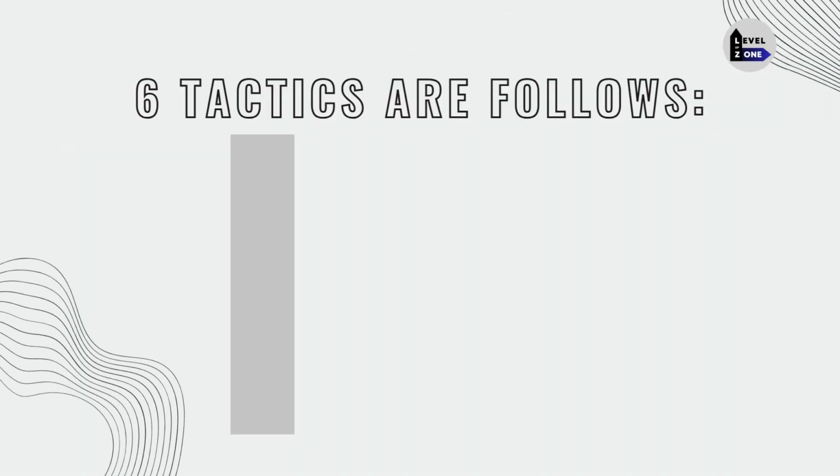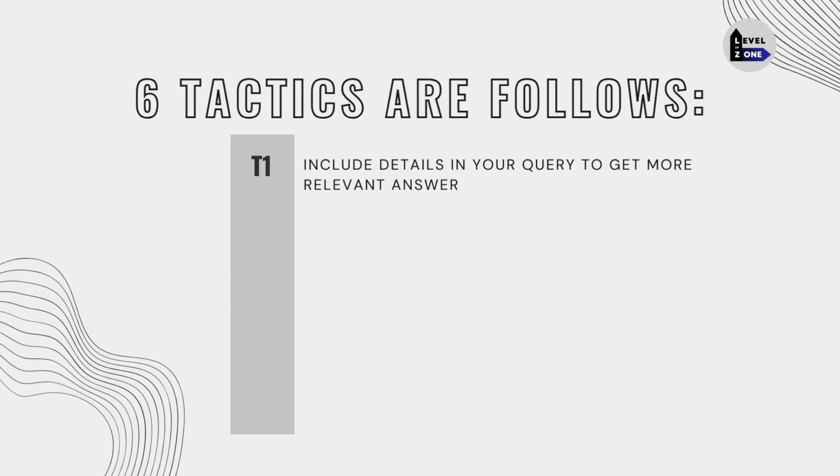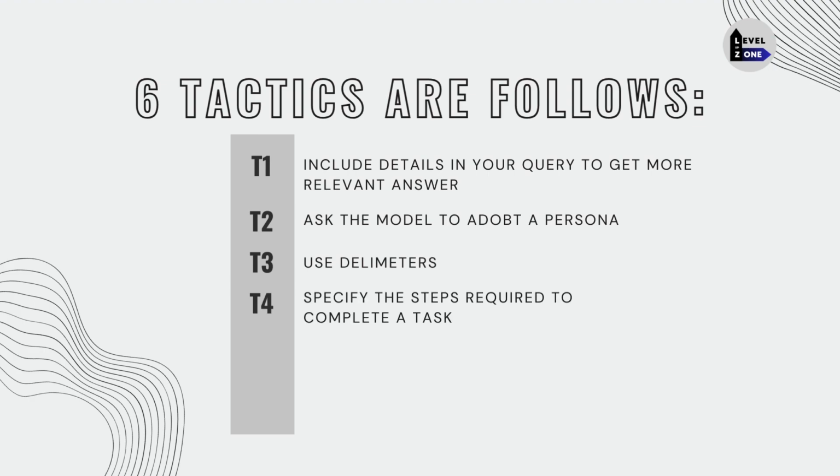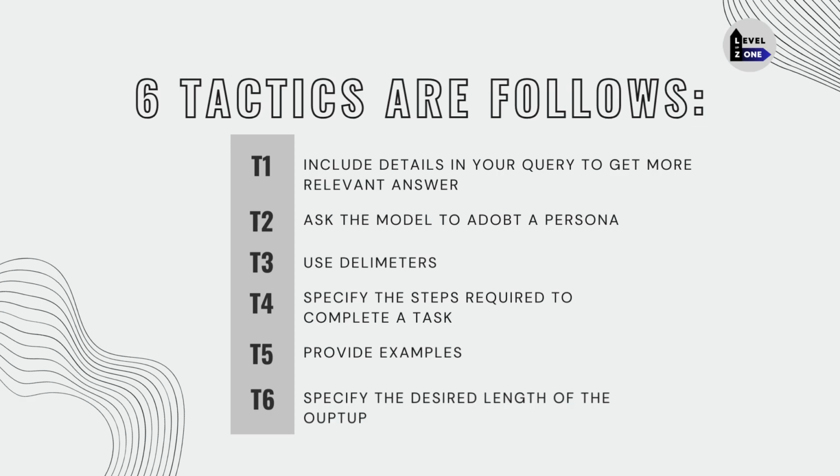In short, the 6 tactics are as follows. First, be clear and specific in your questions. Second, ask the model to adopt a certain style or persona for a personal touch. Third, use delimiters like triple quotes or tags to distinguish different parts of your inputs. Fourth, provide step by step instructions for tasks. Fifth, use examples to help the model understand your desired approach. Sixth, specify the length you want for the response, whether in words, sentences, or paragraphs.